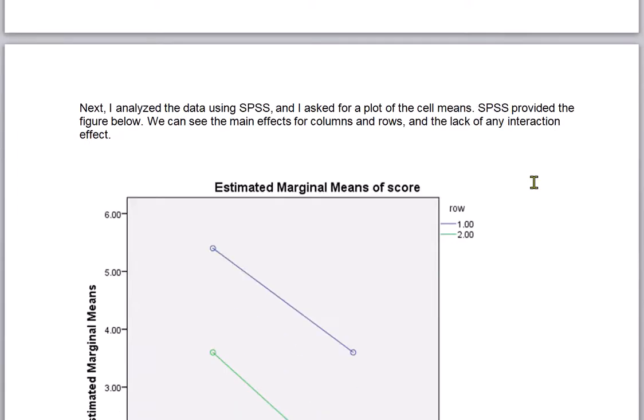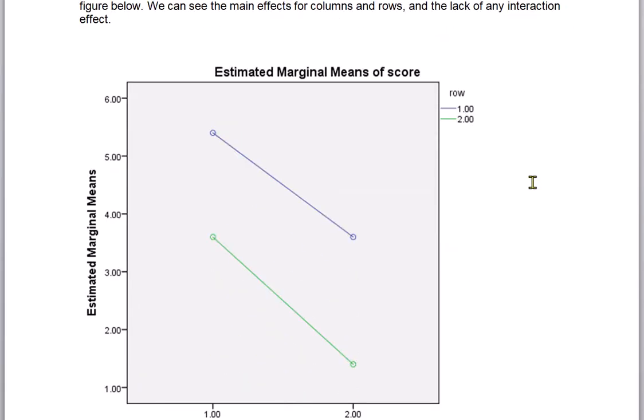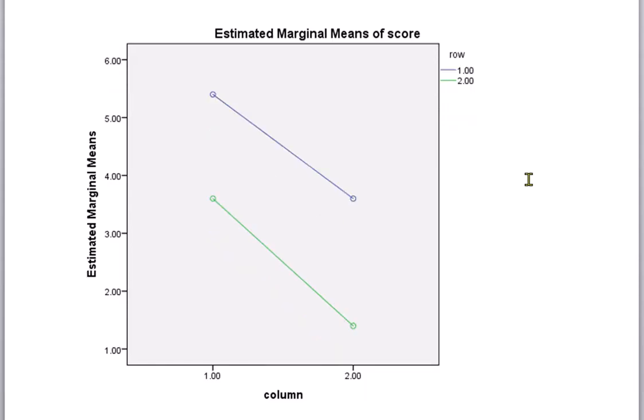And then the other thing that I would say is that if you want to graph these things out, you end up with a graphic that looks like this, and you can do this easily in SPSS. And what we're looking at here is the columns. This is column 1, and this is column 2, and the rows, where the blue line is equal to row 1, and the green line is equal to row 2.